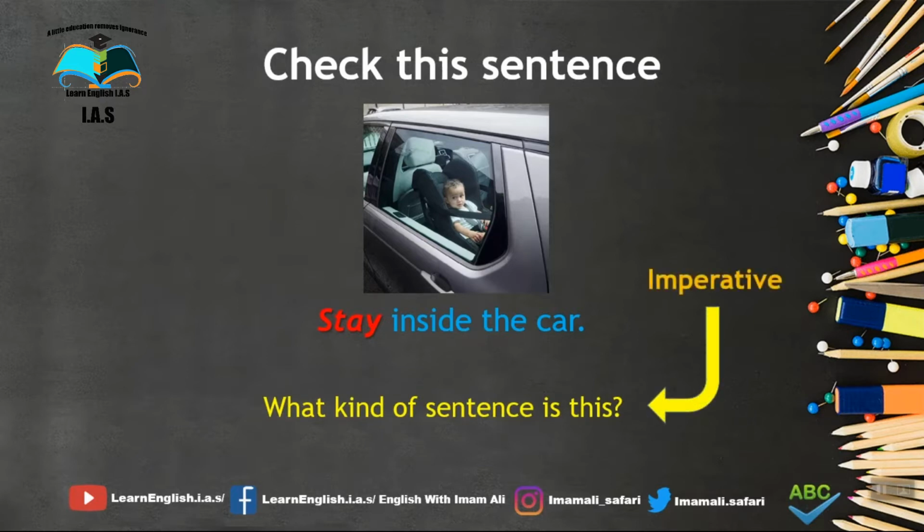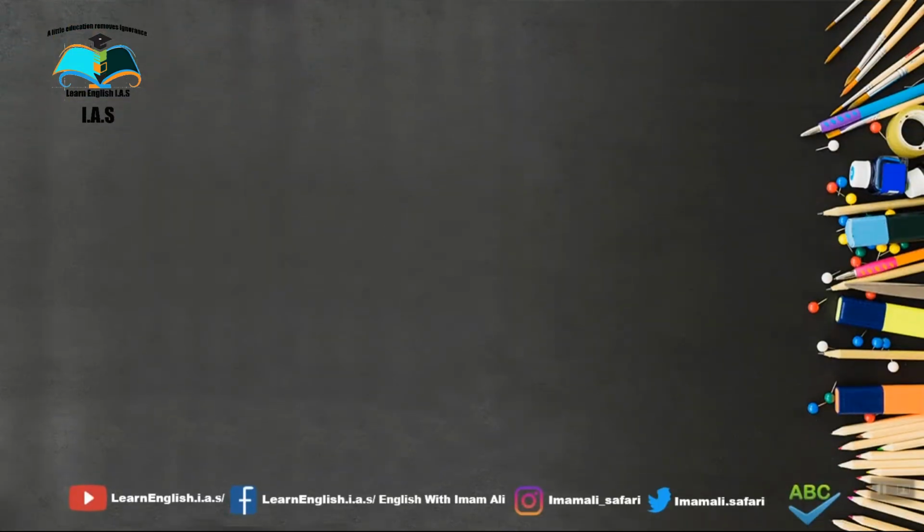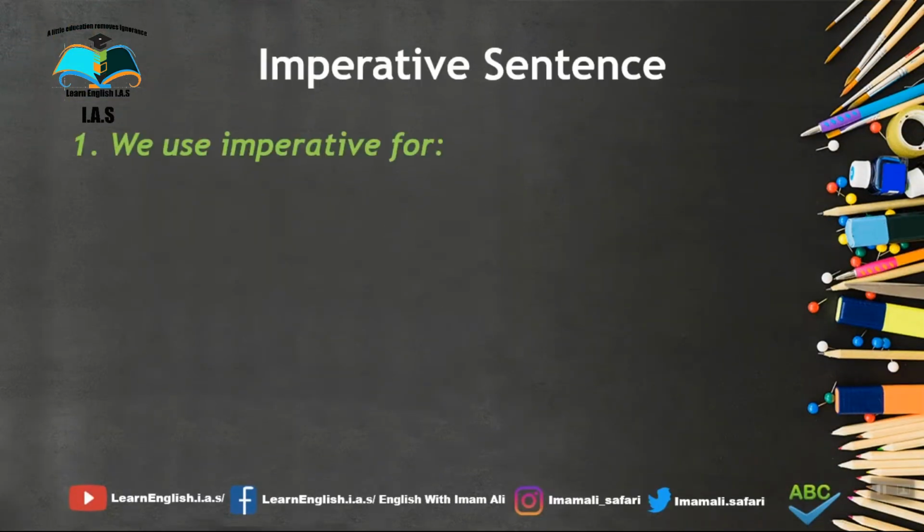So as we all know, this sentence is an imperative sentence. Because of what? Because the sentence started with the verb stay. Stay inside the car. We use imperative sentences for instructions.